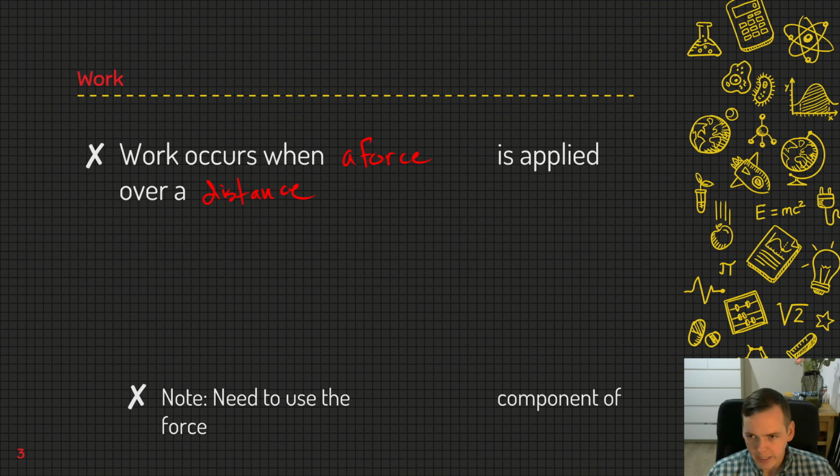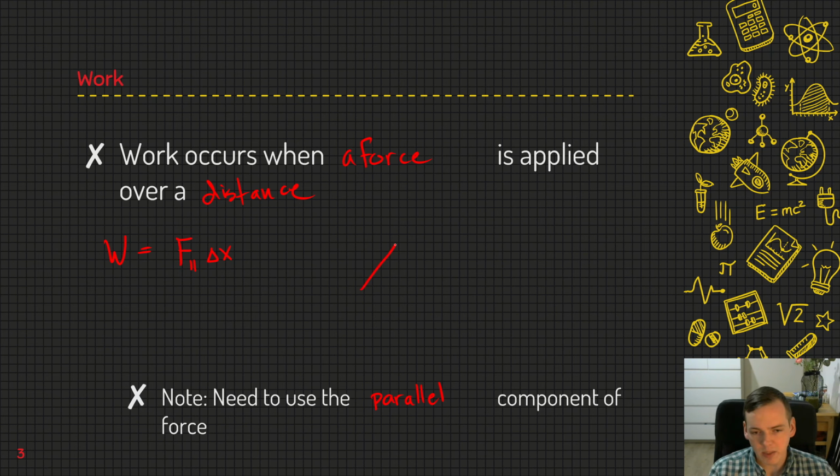It's different, like a lot of the words we use, from how it's colloquially used in English, but work is always when a force is applied over a distance. Specifically, we would say that work is equal to the force that's parallel to the displacement times some displacement delta x. So note, we need to use the parallel component of force, the one that's parallel to the direction that we are traveling.